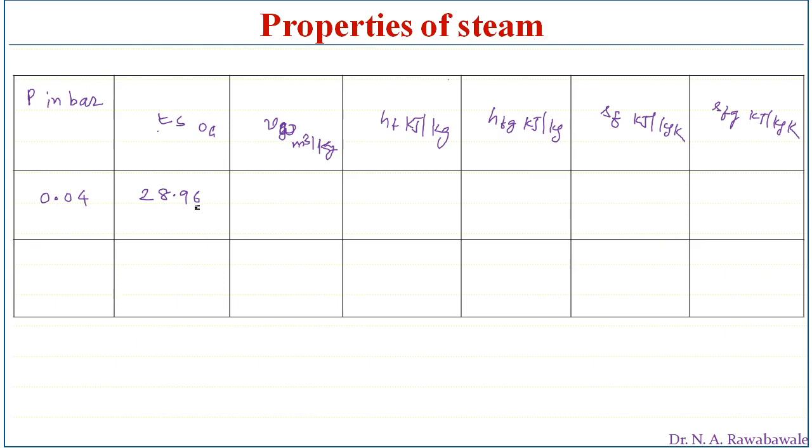Then VF is 0.001004, and HF is 121.44, HFG is 2432.93, then SF value is 0.4226 and SFG is 8.0520.